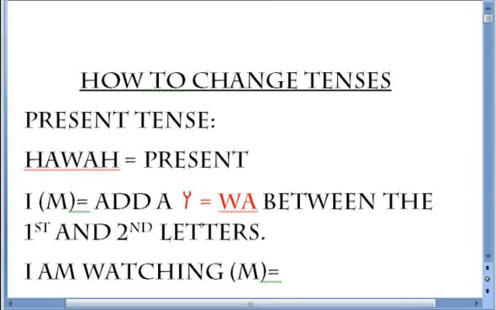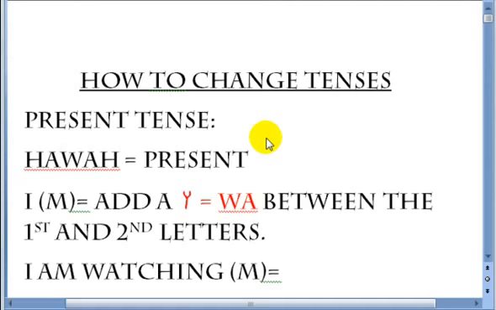In other words, the main word we're going to be using today is the word shamar, which means watch, and we're going to show you how to change that to the present, as an action of you doing it at this moment. Up here you see how to change tenses, and this is actually in the Hebrew booklet. So brothers, once you get this lesson, if you want to go over it more, you can use the booklet as a reference and go back and forth until you get it.